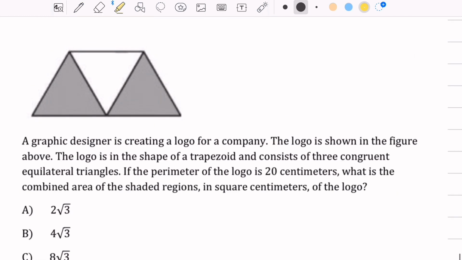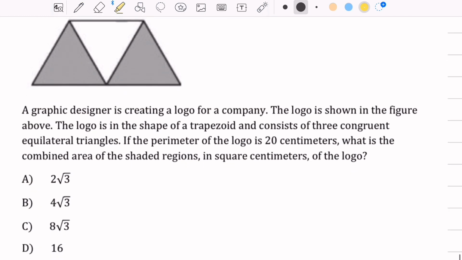Let's move on to question 18. A graphic designer is creating a logo for a company. The logo is shown in the figure above. The logo is in the shape of a trapezoid and consists of three congruent equilateral triangles. If the perimeter of the logo is 20 cm, what is the combined area of the shaded region, in square centimeters, of the logo?